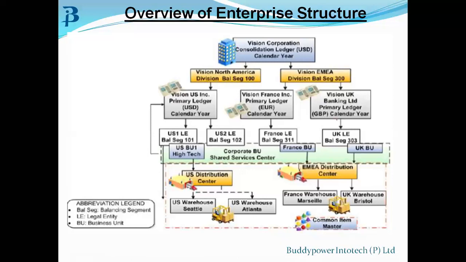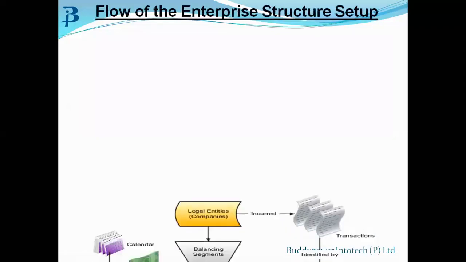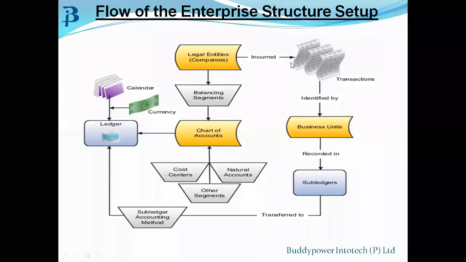Then we'll move into the next slide, which is the prerequisites of flow of the enterprise structure setup. As we know, the common setup of an enterprise structure is that you create a legal entity, you have your business unit underneath, and you create the balancing segments for the legal entities. This legal entity is a recognized party with rights and responsibilities given by legislation, which has the right to own property and the responsibility to account for itself.